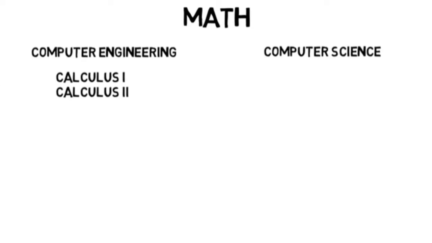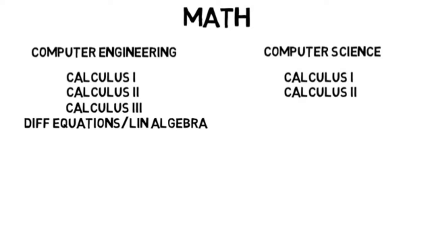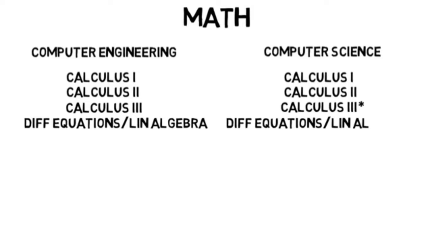Now, when it comes to math, both majors will take Calculus 1 and 2. Computer engineers will also take Calculus 3 and differential equations/linear algebra. Now, I will include those in computer science with an asterisk. The asterisk means that many schools will require these classes for computer scientists, but some won't. I've seen some where you can replace, especially Calc 3, with something else. They will take linear algebra, but with the differential equations is also dependent on the school.